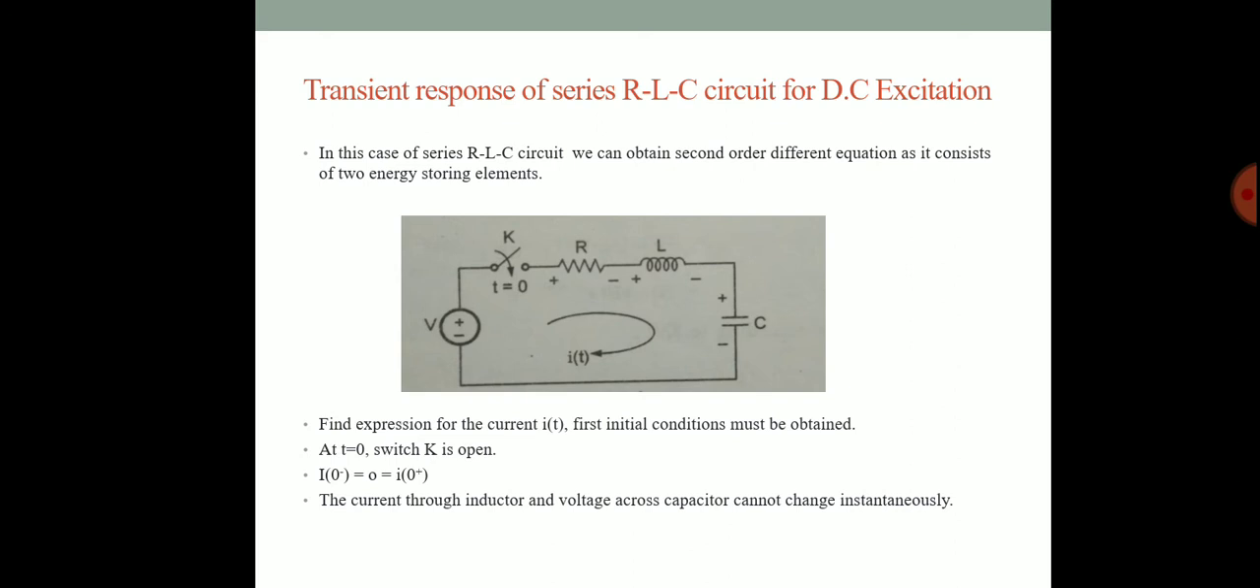Thus, in the case of a series RLC circuit, we obtain a second order differential equation as it consists of two energy storing elements. Now we consider the series RLC circuit as shown in the figure. To find the expression for the current I of t, first the initial conditions must be obtained. At t is equal to 0 negative, the supply voltage switch K is open, so I of 0 negative is equal to 0, which is I of 0 positive, because the current through the inductor and the voltage across the capacitor cannot change instantaneously.